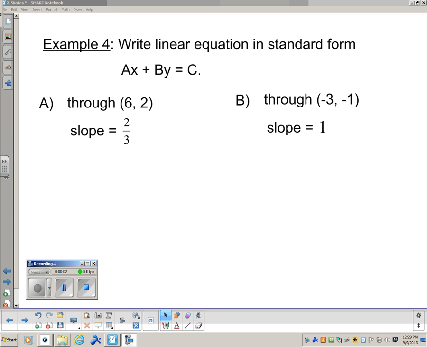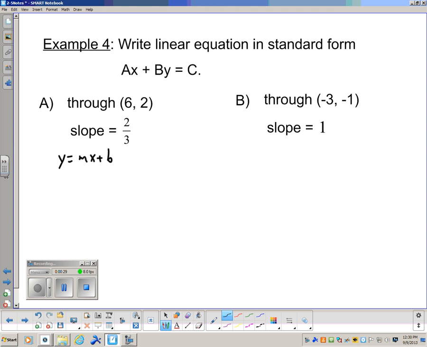So we're going to still continue to work with standard form. This is your 2.5b notes. As you're working through this, make sure you're on side 2 of your notes right now. So example 4 here, we are supposed to write in standard form, but we're going to start off with y equals mx plus b. And actually, I'll show you another form as well if you prefer that.